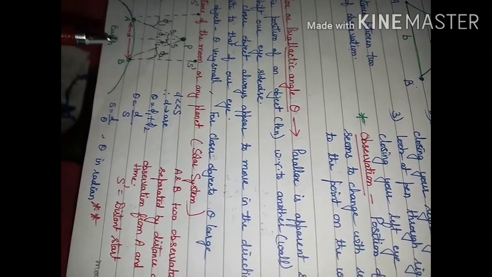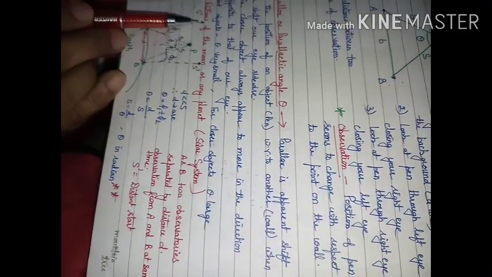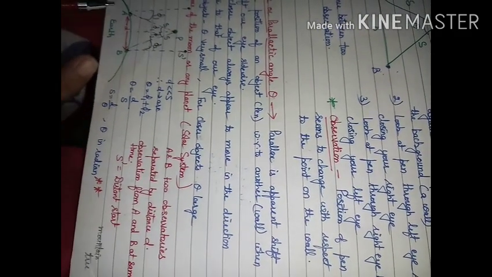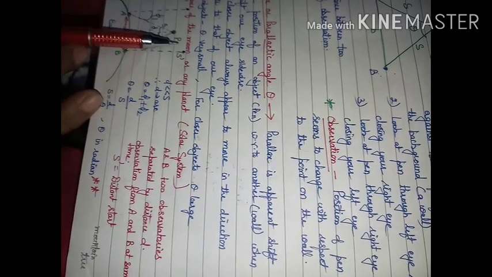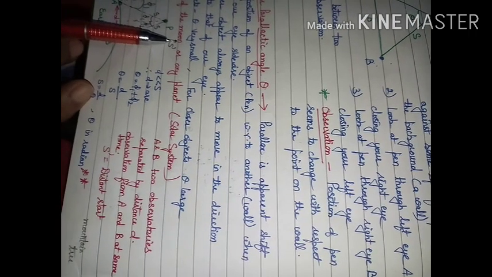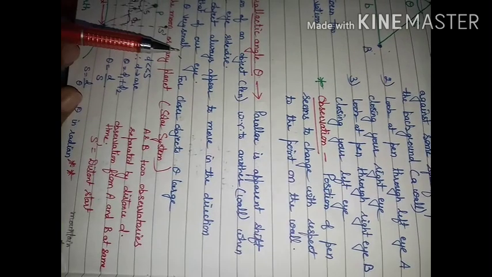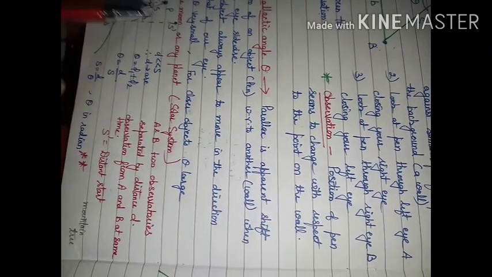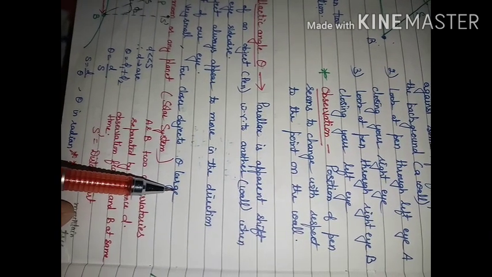Similarly, when another person is observing the same distant star, then for this person and for this person, the position of the star will remain the same, because it is at a very large distance. For very large distant objects, the theta value will come out to be very, very small. And for objects which are closer, the theta value will be comparatively larger.